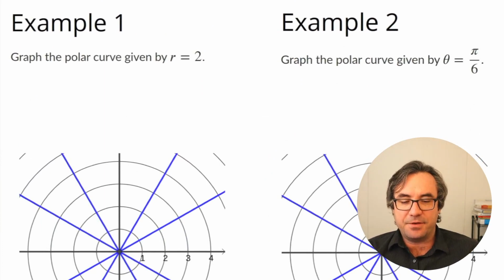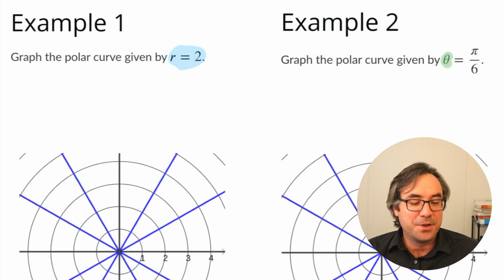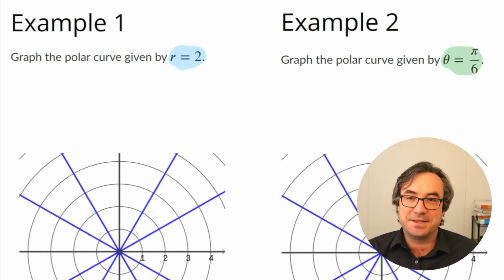In the first case, we have r equal to a constant. Let me switch colors there. R equal to a constant. And then in the second example, we have theta equal to a constant.